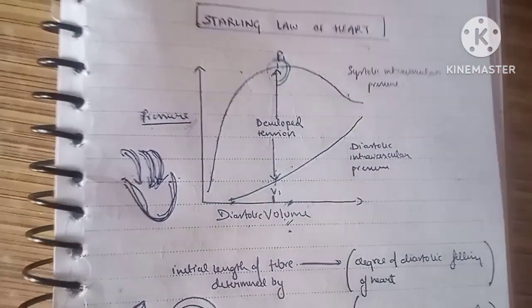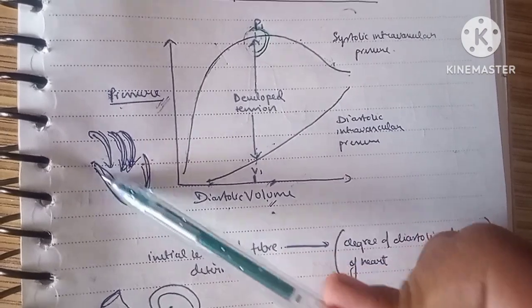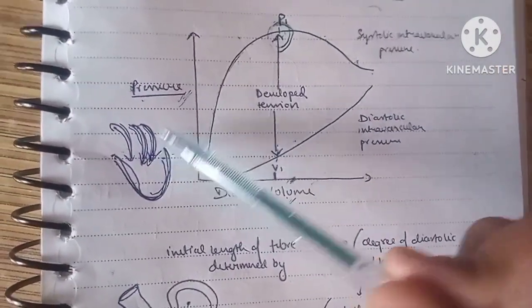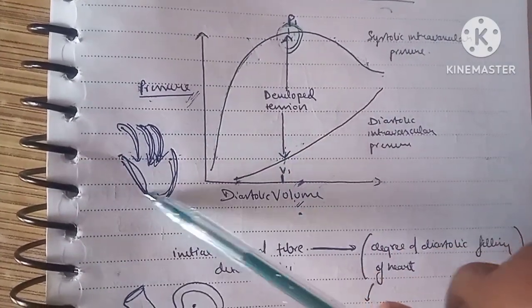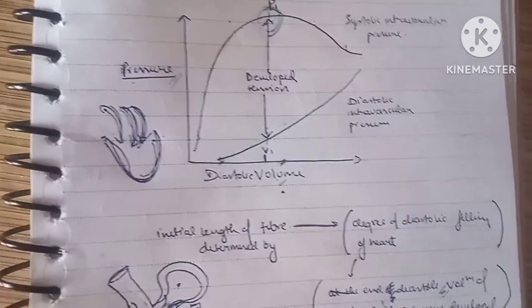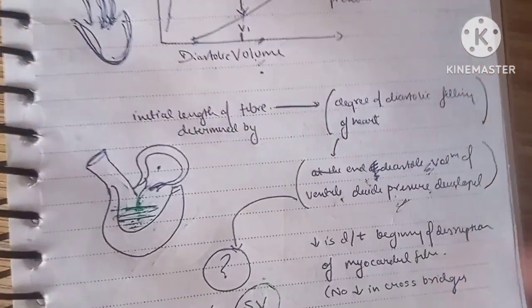We can understand it with a simple example: when we have an elastic balloon and we go on filling it with air, and once we release the balloon, air is going to blow out with a lot of force and the balloon is going to shrink. This is all because of the elasticity that the balloon has. And this is what is happening in the case of myocardium.